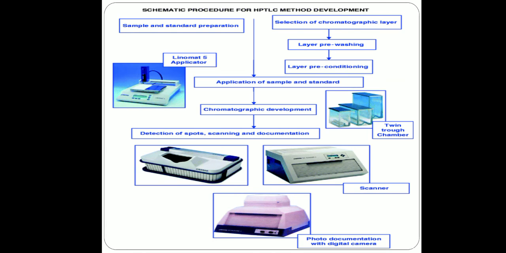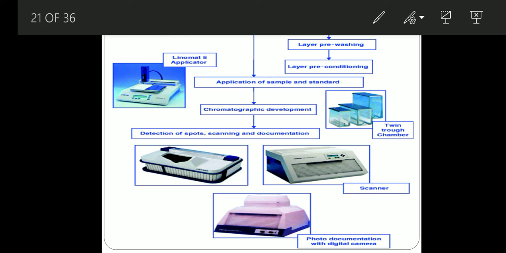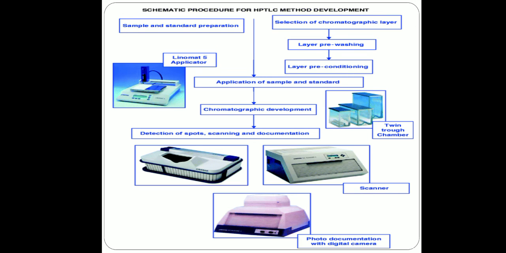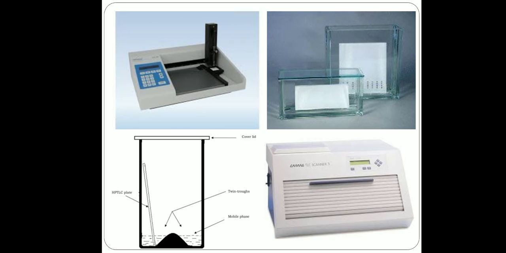So first step is sample and standard preparation. Next selection of chromatographic layer, pre-washing and layer pre-conditioning. Then sample application by using an applicator. Chromatographic development in a twin trough chamber. The detection of spots, scanning and documentation.